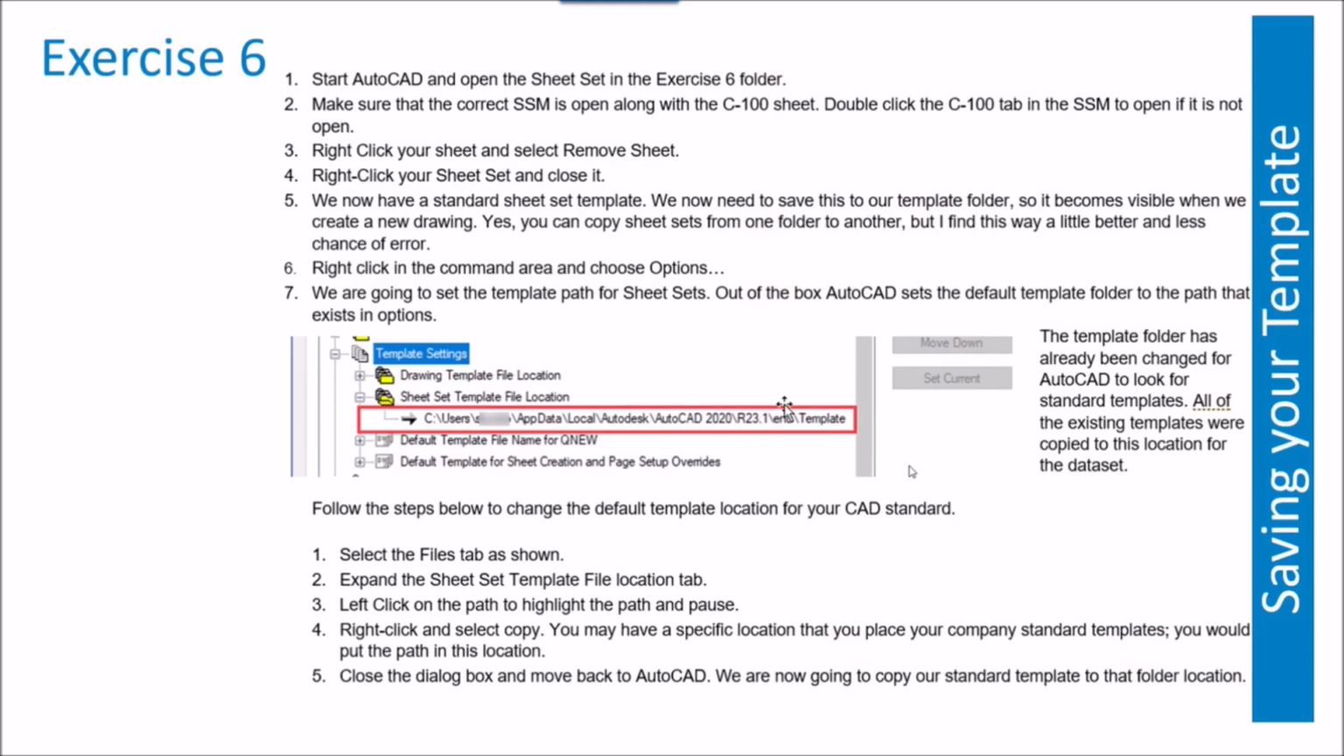In exercise 6, we're going to open up the sheet set in the exercise 6 folder. And what we're going to do in this one is find out where we're going to store our DWT files and our DST files. We're going to separate the two. Even though they still have a relationship, we're going to separate the two and then reconnect them back together when we start our new project.